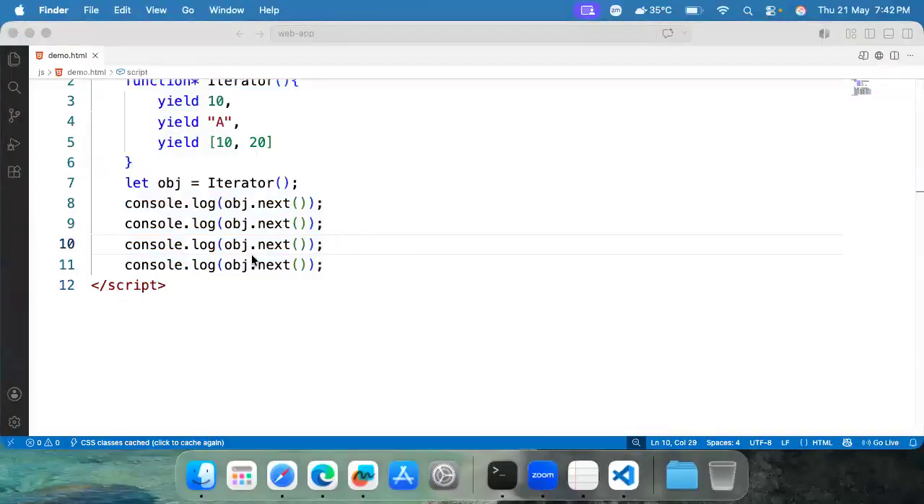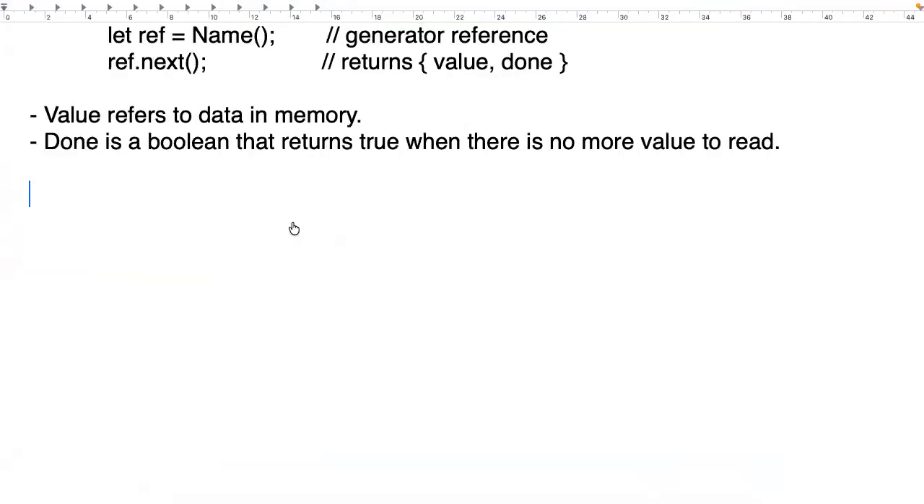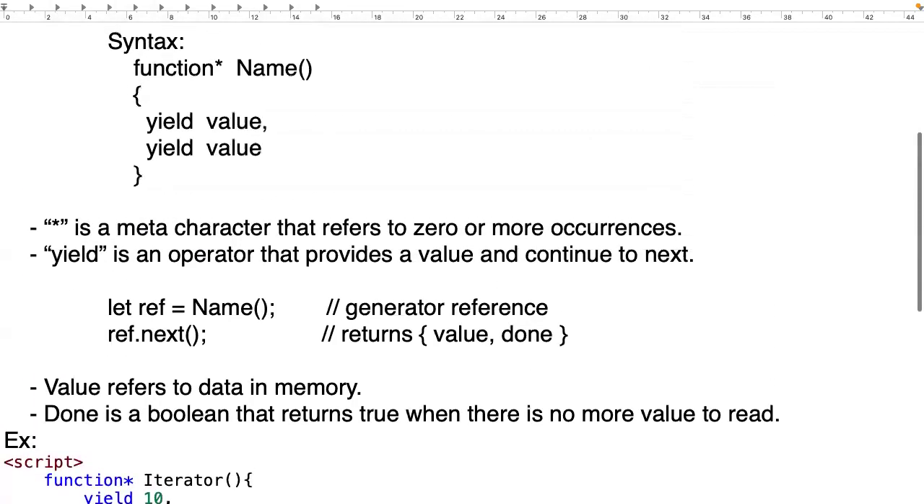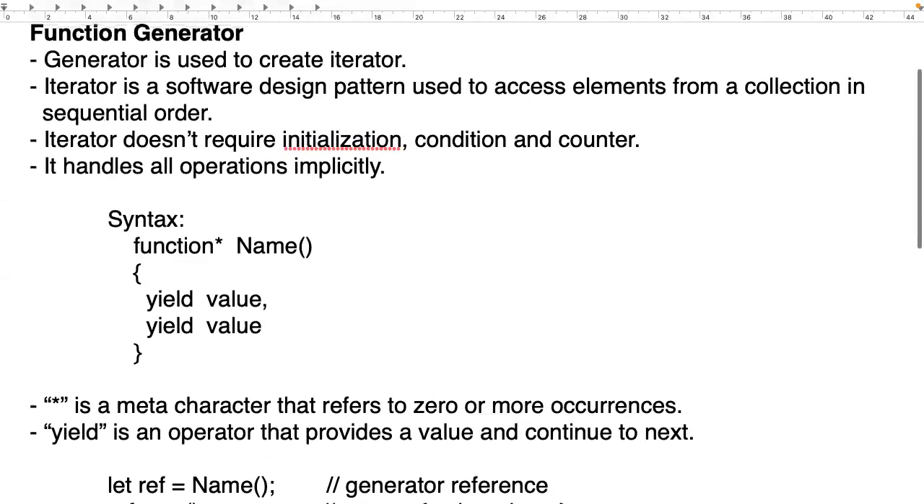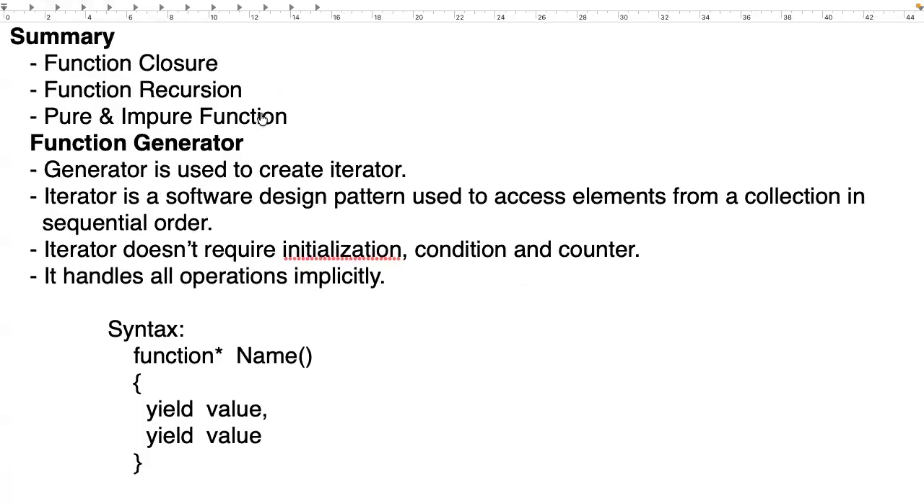So this is an example. I will copy this. I already shared it yesterday, but this is one example of how to design an iterator. Yesterday I already explained it, but today I'm giving detailed notes about it. What is the concept of an iterator? We discussed this already. So now you are aware of function closures, recursion, pure and impure functions, and function generators.